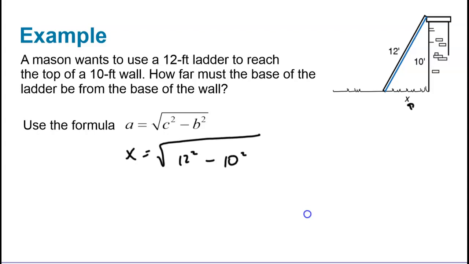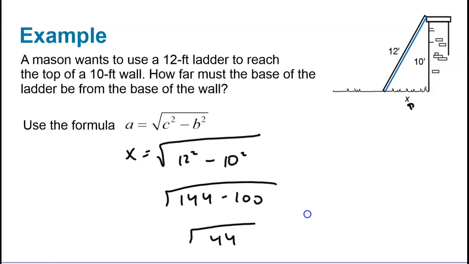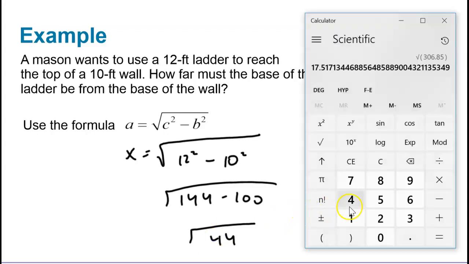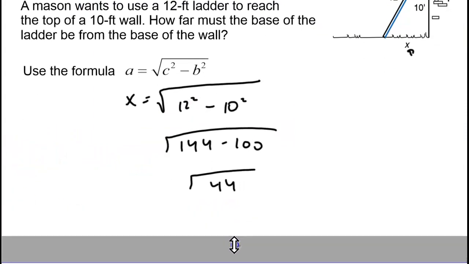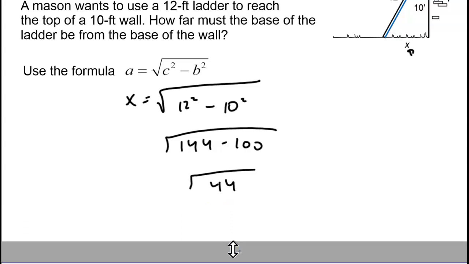And so 12 feet squared is going to be 144 minus 10 squared is 100, and so we have 44 under the square root. And the square root of 44 is 6.6. So x equals 6.6 feet.